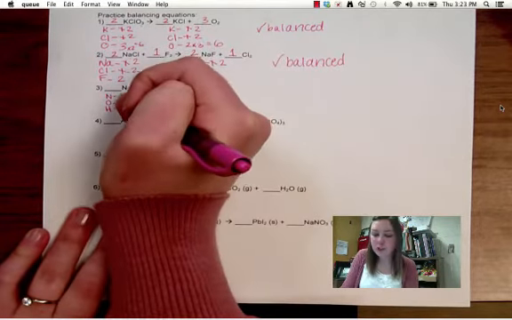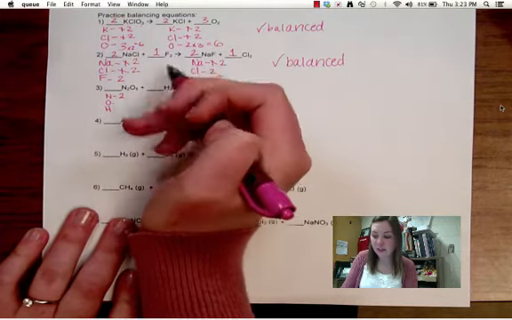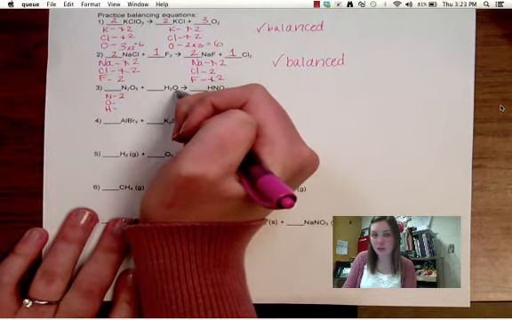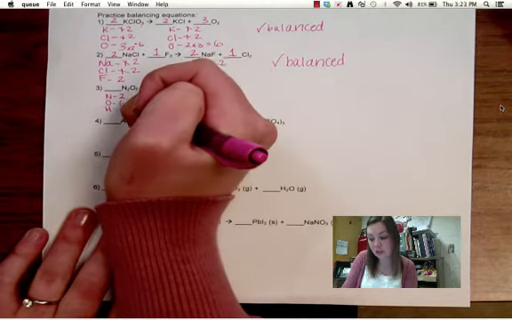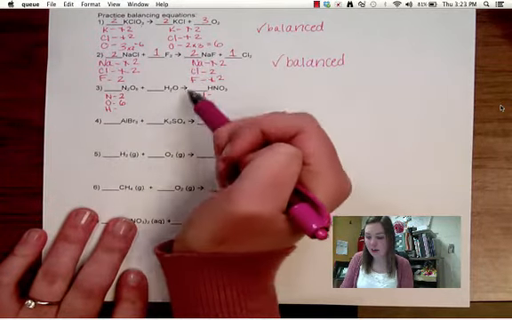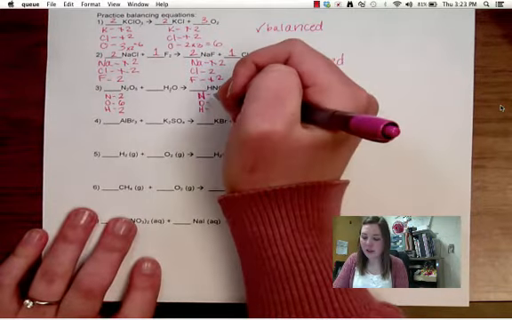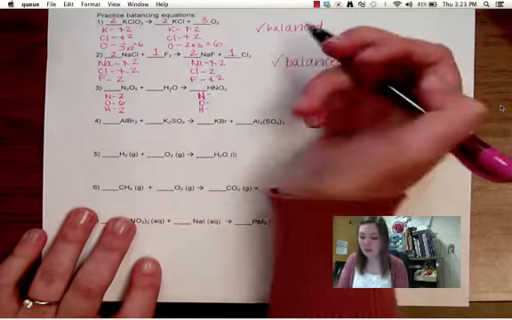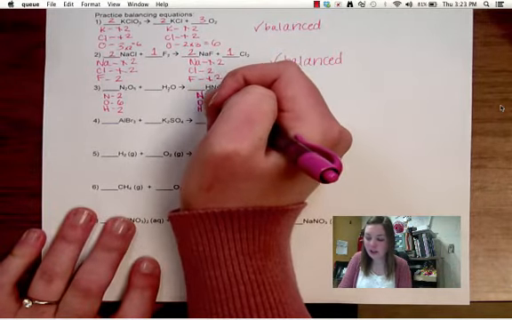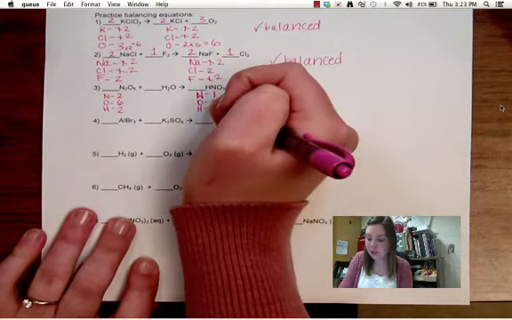So there are 2 nitrogens, as indicated by this coefficient. There are 5 oxygens in N2O5, but there is also an oxygen in H2O. So we have 6 total oxygens. We have 2 hydrogens, as indicated by this coefficient here. On our product side, we have 1 nitrogen, so we're going to write a 1. There's 1 hydrogen, and there are 3 oxygens.